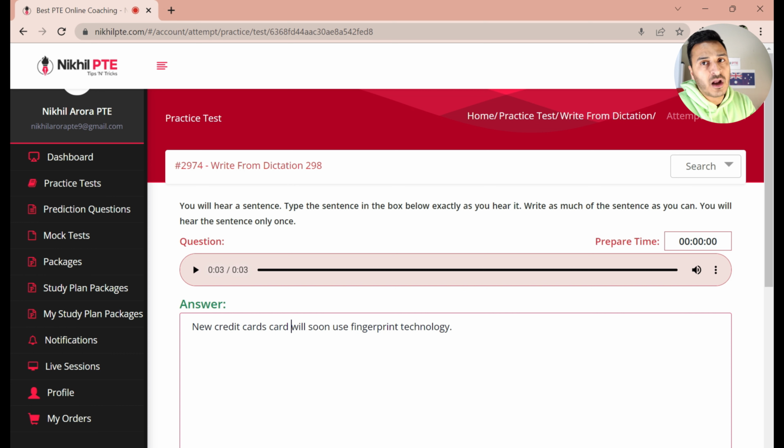Make sure you start your first sentence with a capital and you end your sentence with a full stop. This is the main point. And you can improve only by practice. There are lots of techniques I have explained already.